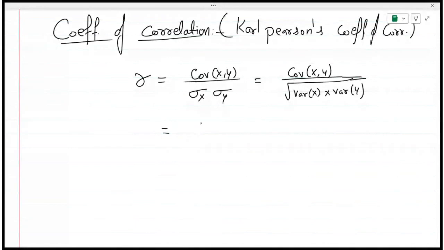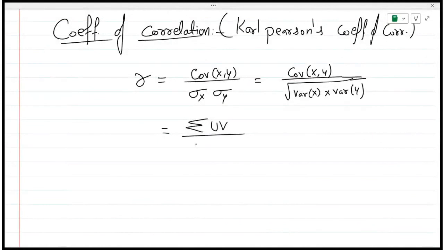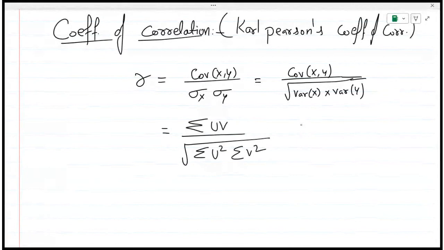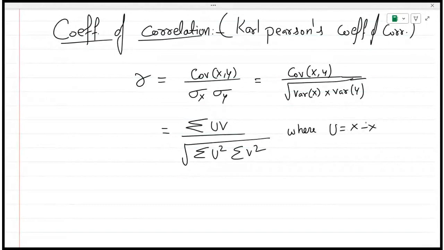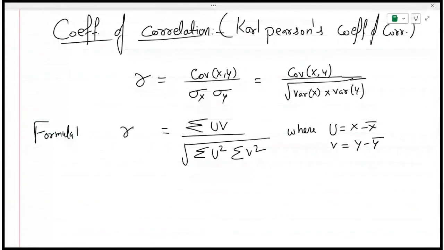The first formula is sum of UV divided by under root of sum of U square into sum of V square, where U is x minus x bar, which denotes the mean of x, and V is y minus y bar. This is formula 1, or F1, to find the value of R. Our second formula is formula 2.